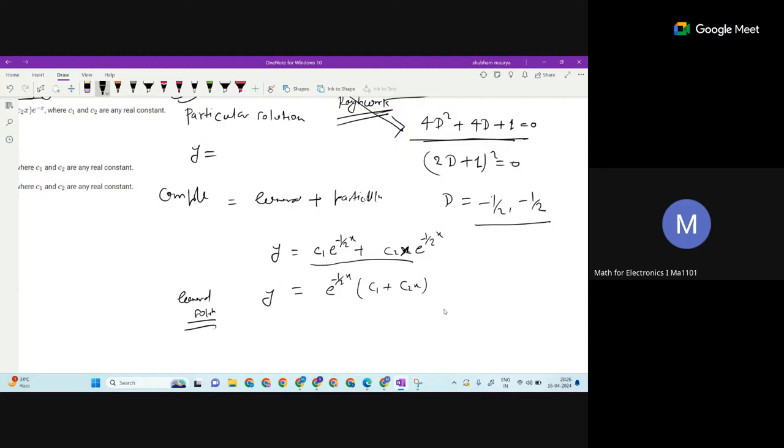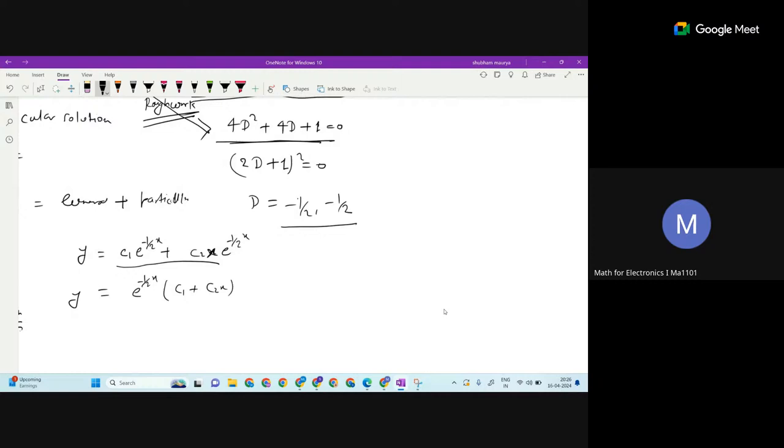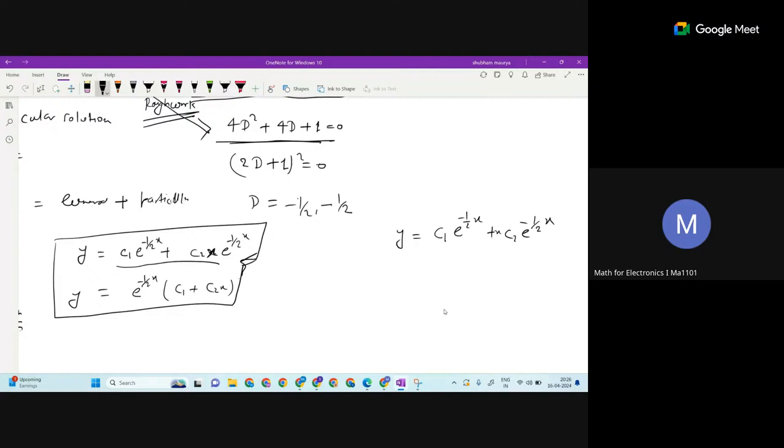If your roots are repeated, that is the case. Suppose the roots are different: let's assume one is minus 1 by 2 and another is plus 1 by 2. In that case, your solution is going to be c1 e power minus 1 by 2 x plus c2 e power 1 by 2 x. There is no x now because both roots are different. But in our case we are getting the same root, so that's why we add x here. So this is the general solution.